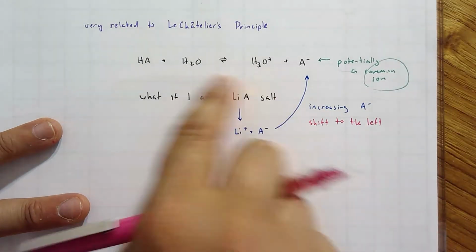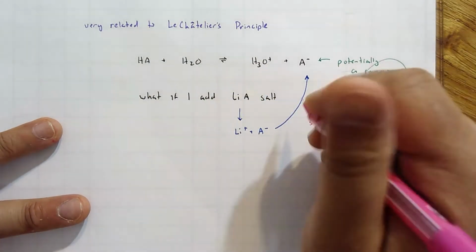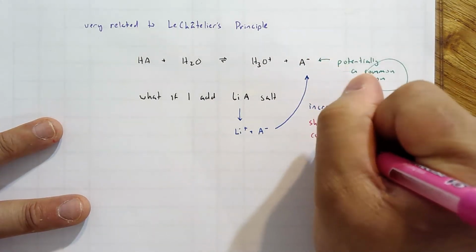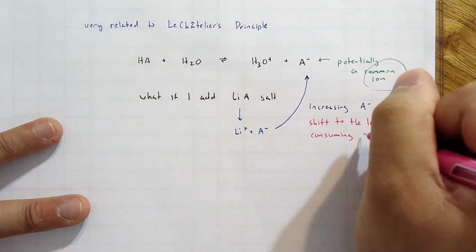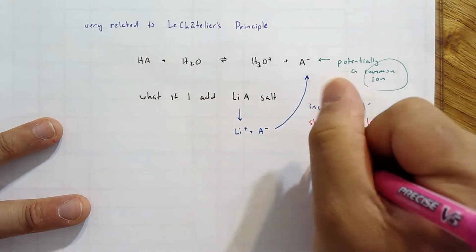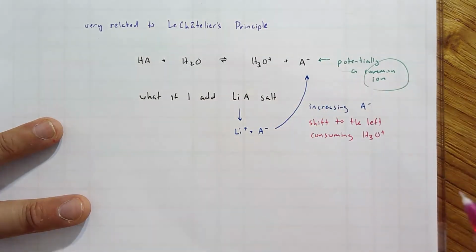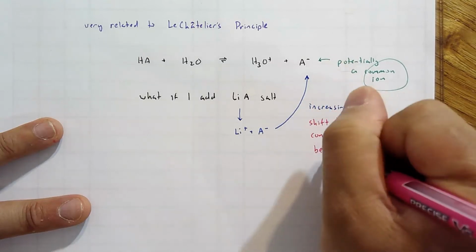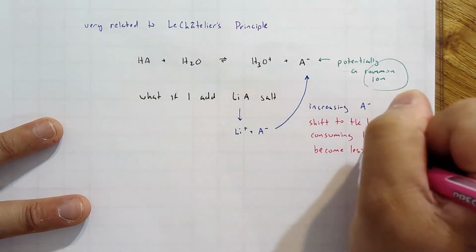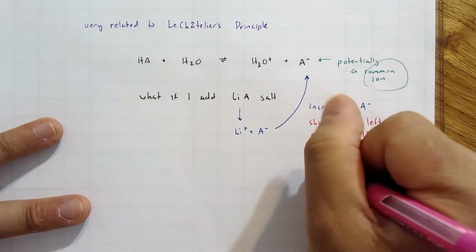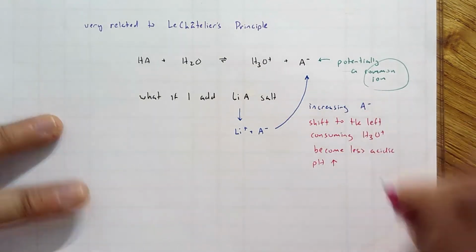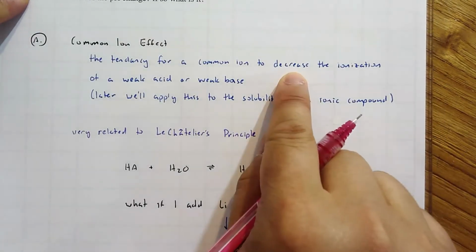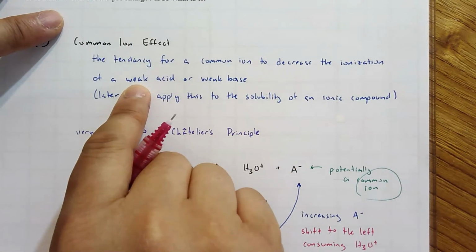And what's going to happen? When you shift to the left, you create less hydronium. So you are shifting to the left, you are consuming H3O plus, your pH goes up, or let's say you become less acidic, and the pH goes up. That is the common ion effect, and it is decreasing the ionization of a weak acid in this case.